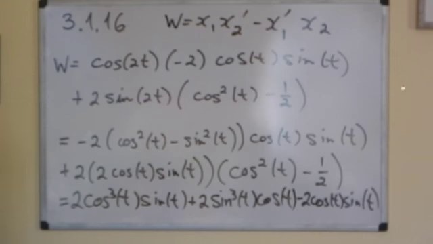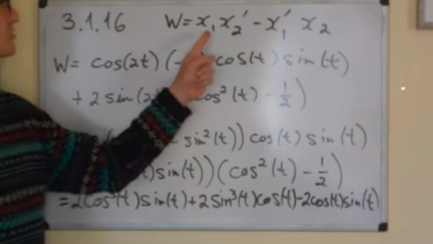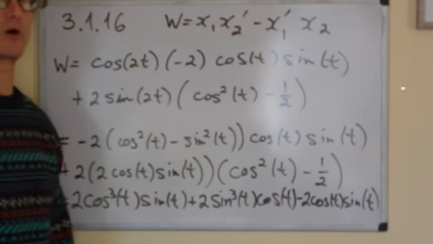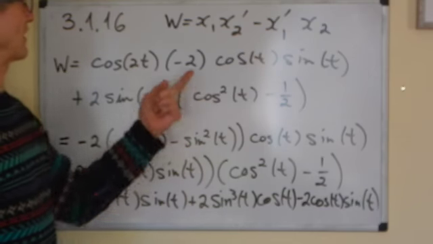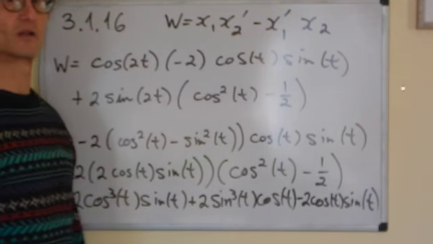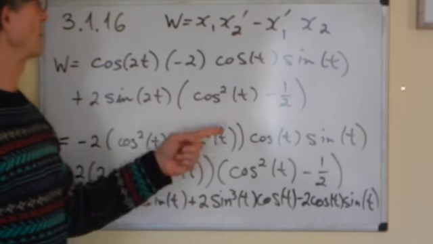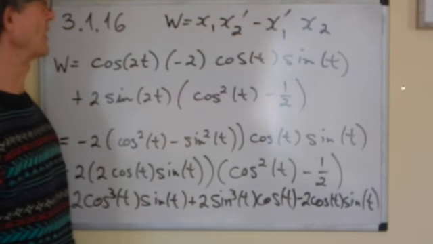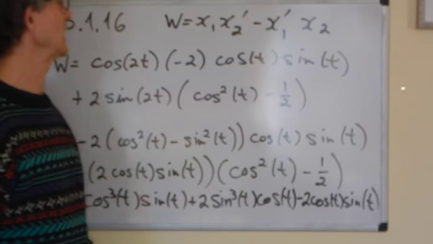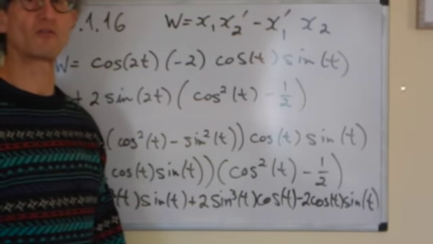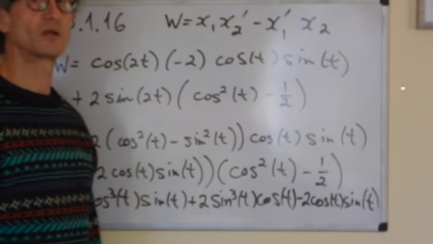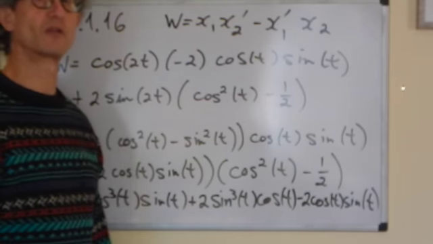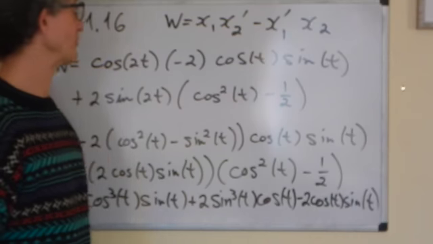We're still in problem 16 in section 3.1. We're trying to decide whether the solutions x1 and x2 are linearly independent. And the way we're deciding that is we're taking the determinant of the matrix that has x1, x1 prime, and x2, x2 prime as its column vectors. If these solutions are linearly independent, then they will span all initial conditions and therefore give us all solutions.